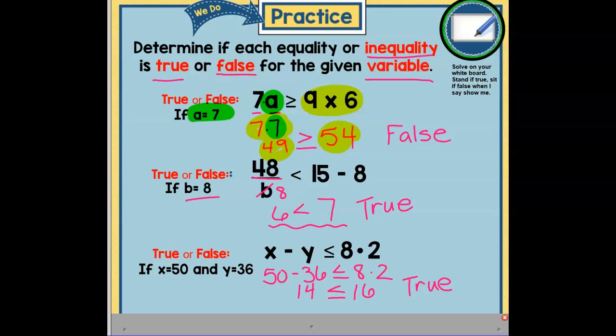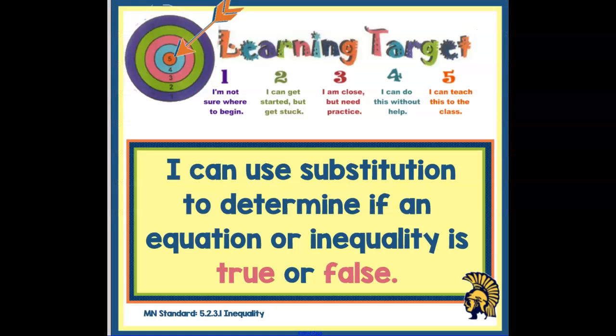That is it for our lesson for today. We're going to go back and look at our learning target and see where we think we are. Where would you rate yourself in I can use substitution to determine if an equation or inequality is true or false? Would you be at a 1? You're not even sure where to start. A 3? Maybe you're close, but you're going to need some more practice. Or are you at a 4 or a 5?